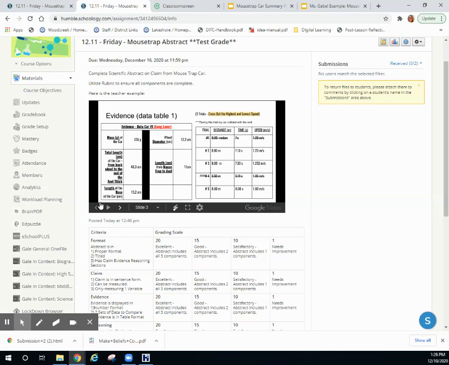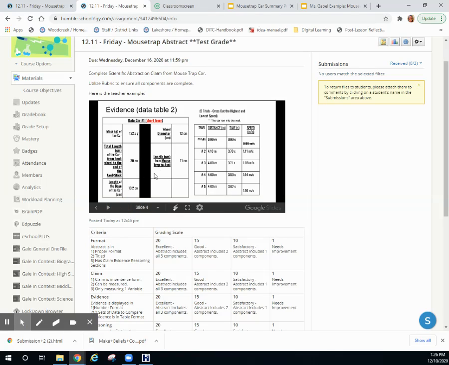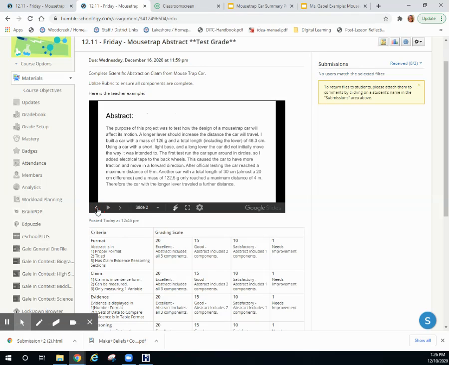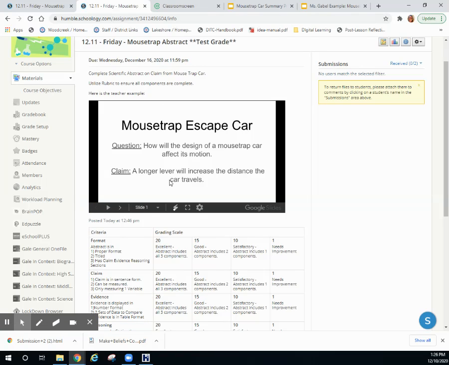And then on the last two slides, you're going to put your data tables. So here's evidence data table 1 for my long lever car, and then evidence data table 2 for the short lever car. So you're going to do essentially the same thing as me, just in your own words.